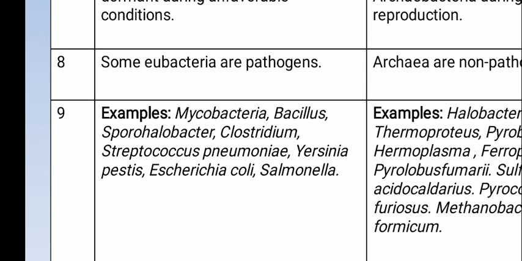Then there are different examples of Eubacteria like Mycobacteria, then Bacillus, Sporohalobacter, Clostridium, Streptococcus pneumoniae, Yersinia pestis, Escherichia coli, Salmonella, etc. are the examples of Eubacteria.